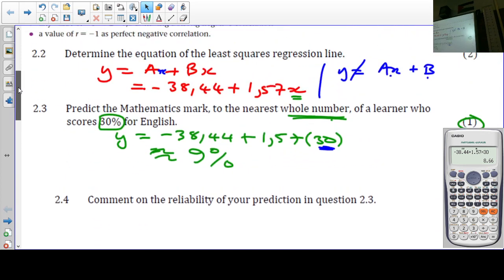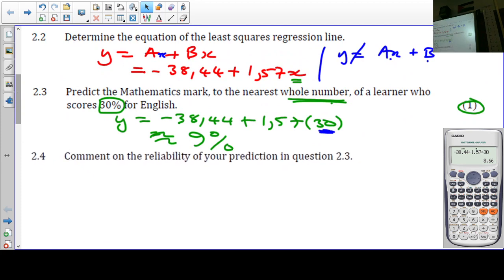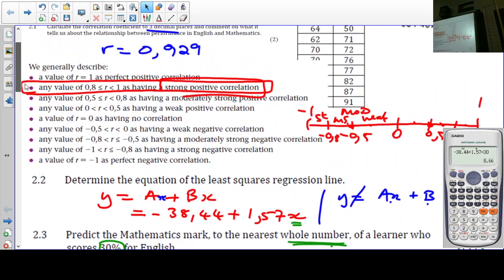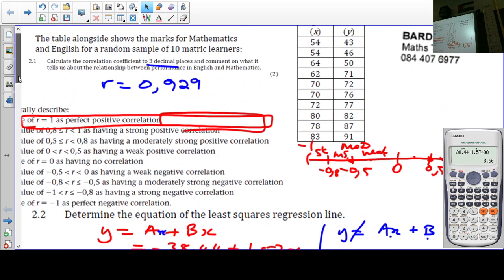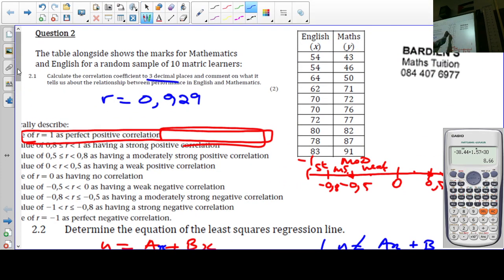And then in question 2.4, they say comment on the reliability of prediction in question 2.3, which is this one here. Okay, so is this reliable data? The answer should be no. The reason for that is because if you look at the data itself, 30%, none of these learners, the lowest value here was 54, and the maximum value was 83. So if you're looking at where does 30% lie, 30% lies here on the outside part of the data. So is this reliable? No.